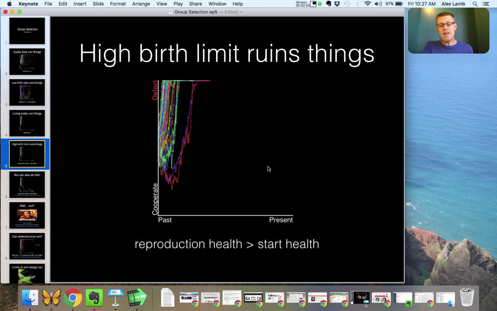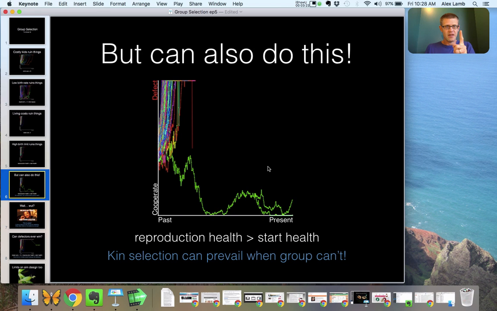And also, a high birth limit ruins things. And what I mean by a birth limit is that, let's say you're born with 15 health units, like Dungeons and Dragons characters, where you get 15 health points. But what happens if the amount of health that you have to have in order to have offspring is more than that? What happens if you have to have 15 health and then go and have a wonderful time and run some triathlons and do all of that sort of stuff? Then all of a sudden, that same effect happens in the simulation. Everybody dies.